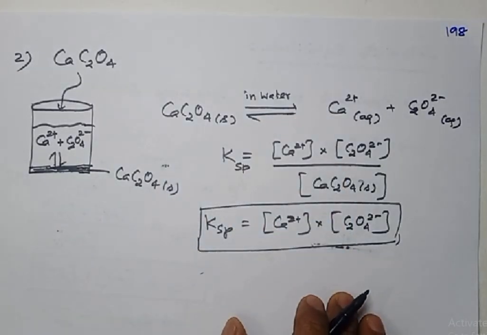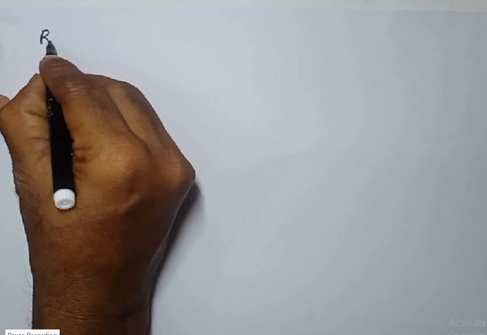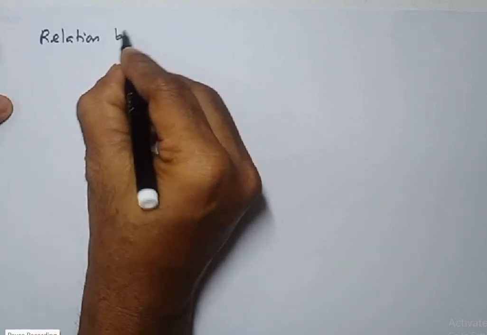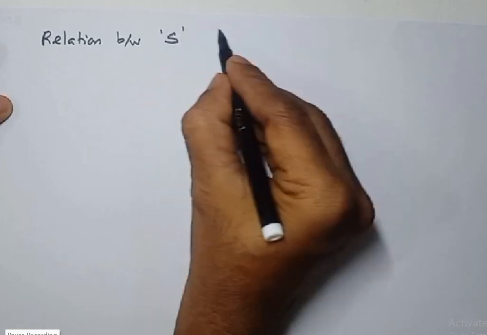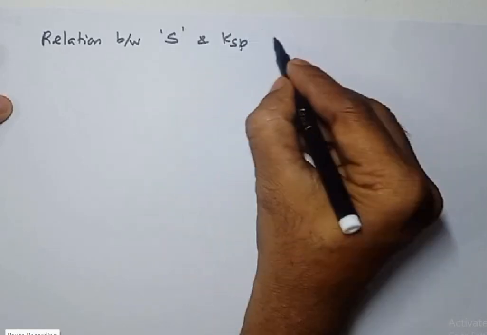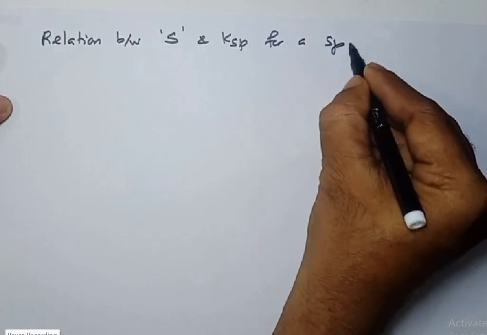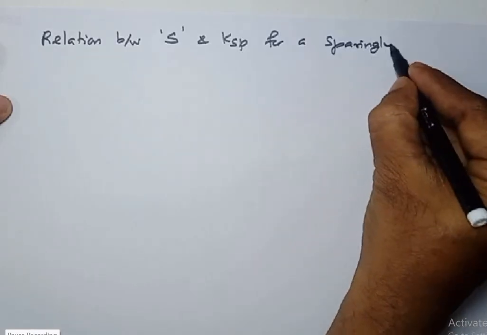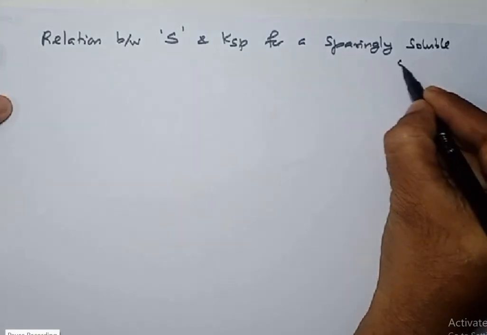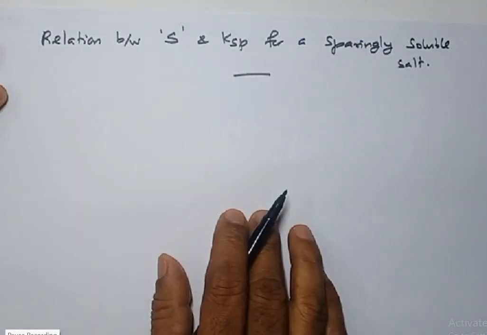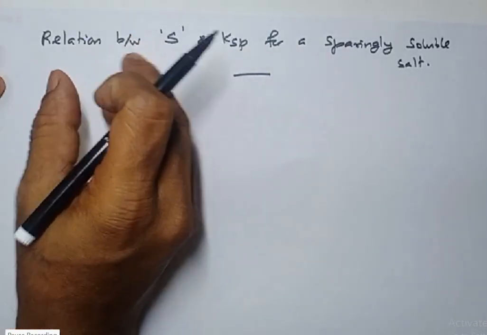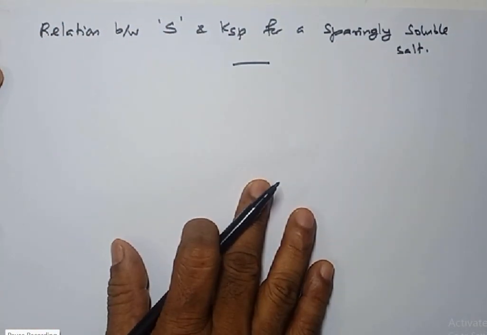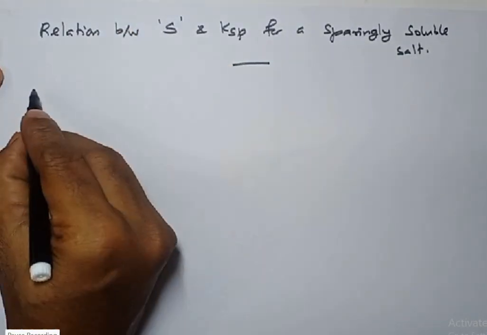Right. Now we'll discuss the general relation between solubility product and solubility for a sparingly soluble salt. So what is the relation? Relation between solubility and solubility product for a sparingly soluble salt. How to do this? First, I'll take one example, then I'll give you the general relation.